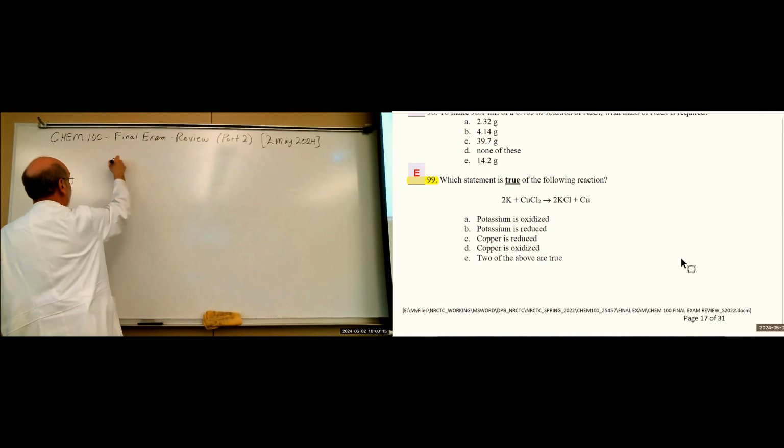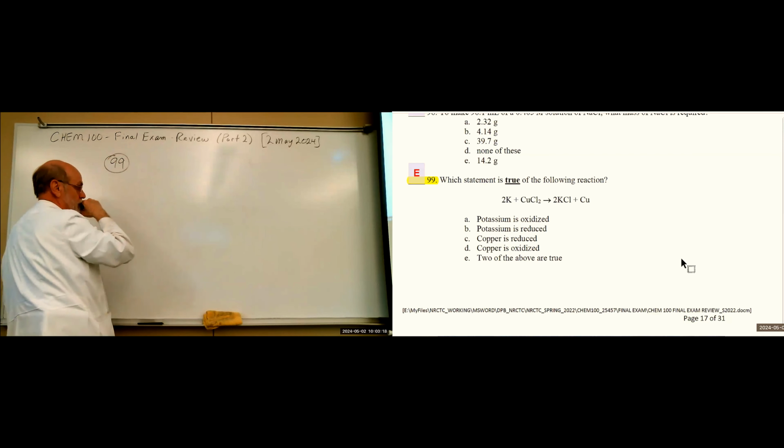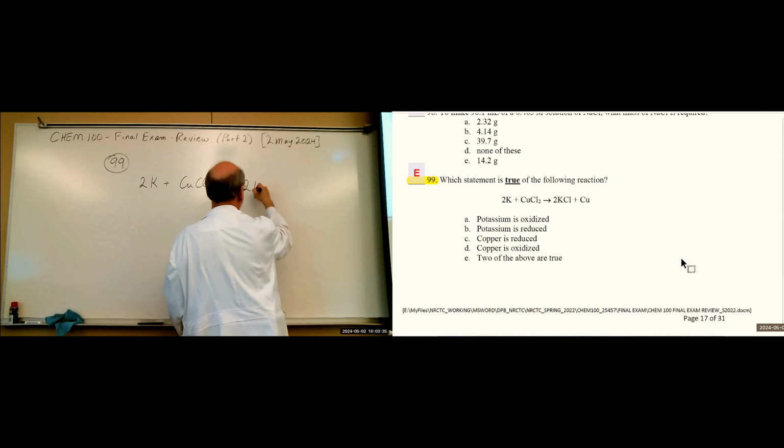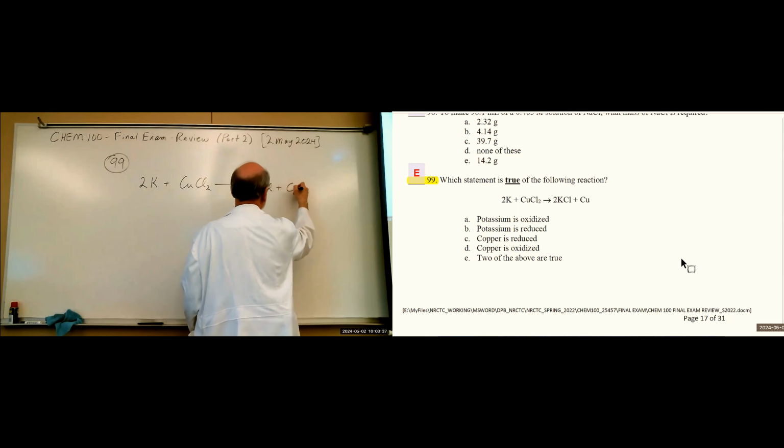99. So we have this reaction. We have 2 potassium plus copper 2 chloride yields what? Potassium chloride plus copper.